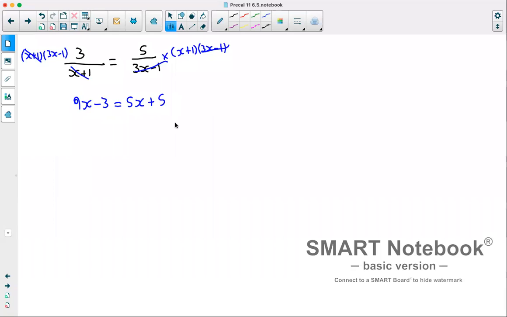We'll then collect like terms, so move 5x to the other side by subtracting it from both sides, and move the -3 over by adding 3 to both sides. So that gives us 4x is equal to 8. Divide both sides by 4. And we get x is equal to 2, but we also need to state our non-permissible. So if we look back at what our fractions we had, we have x cannot equal -1 as well as 1/3.